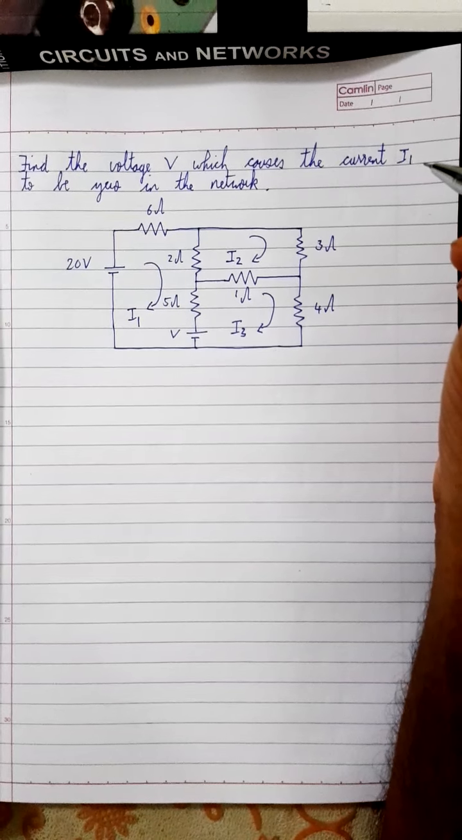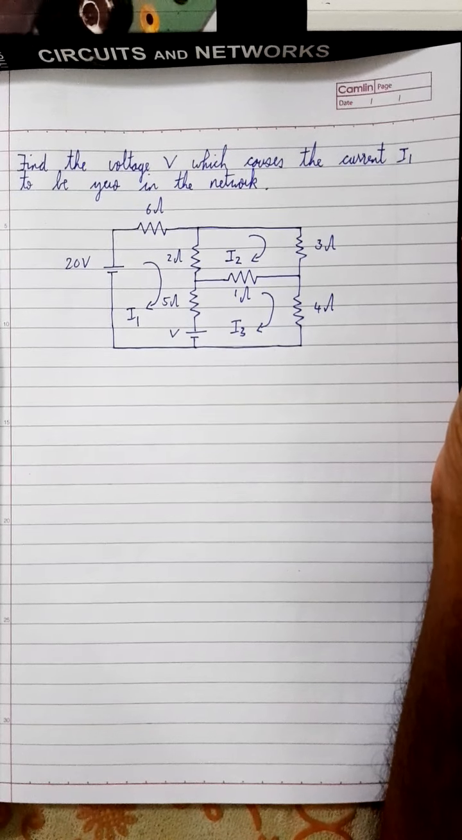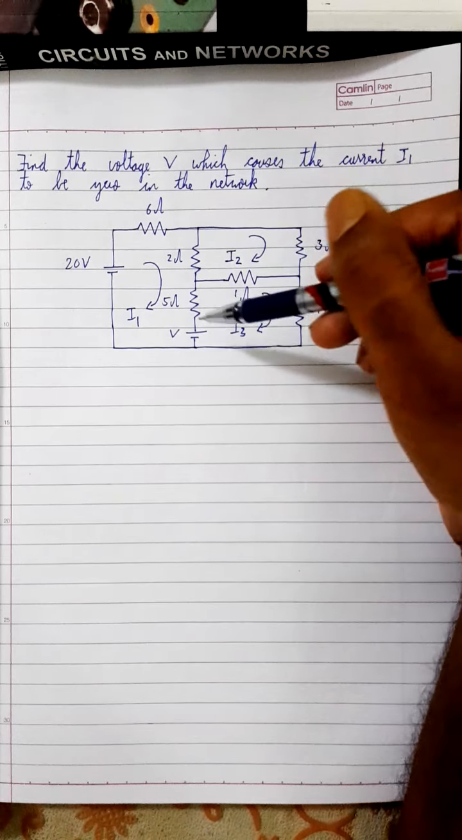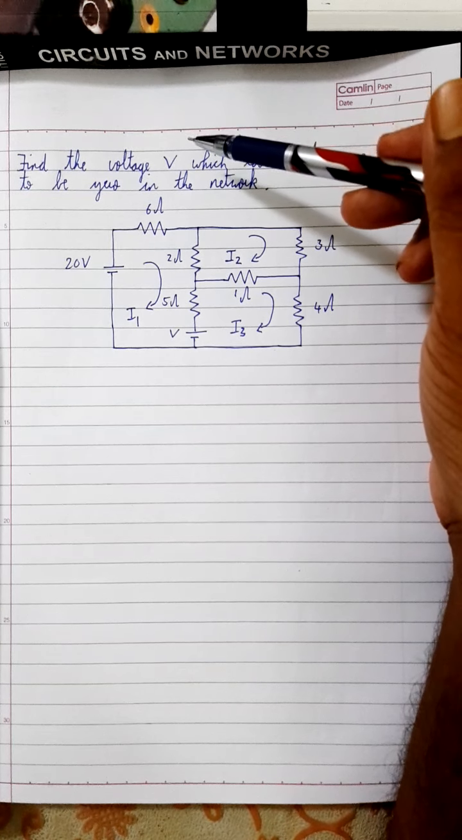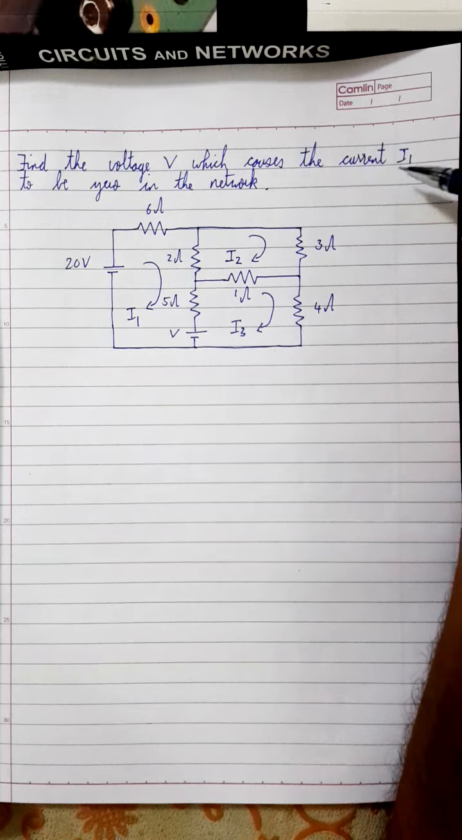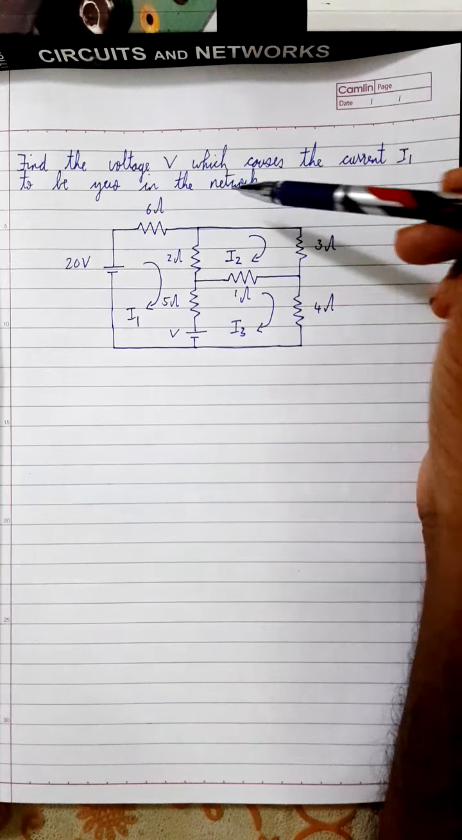So now as for the next question, here the question is a little different. Here they're not asking us to find the current or voltage across any device. Here the question is to find the voltage source V. Let's read the question. Find the voltage V which causes the current I1 to be 0 in the network.